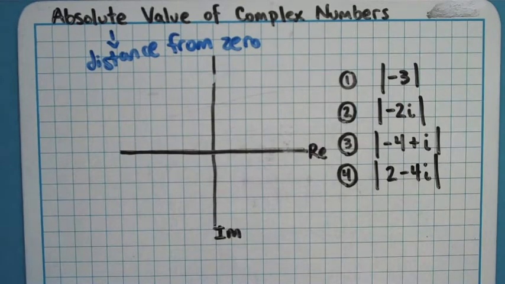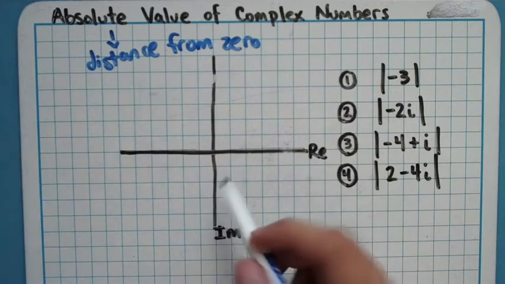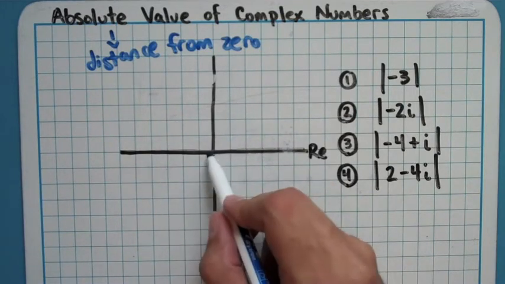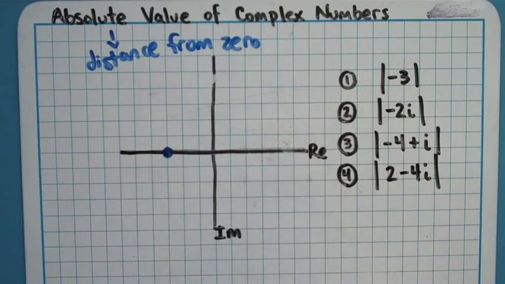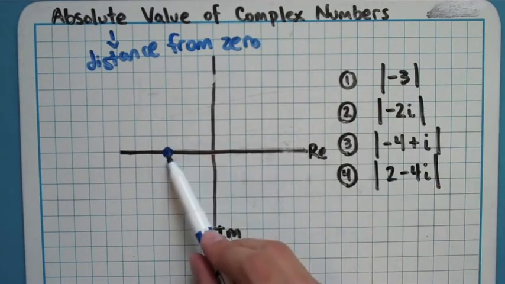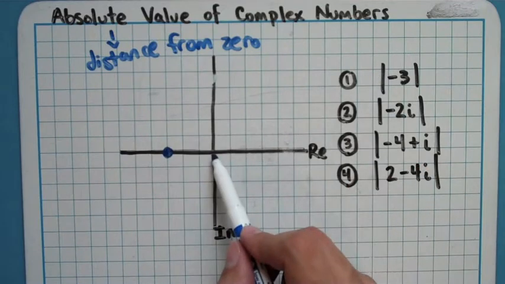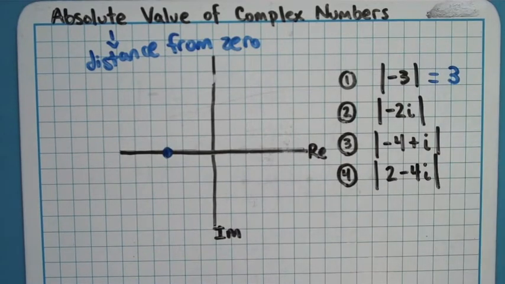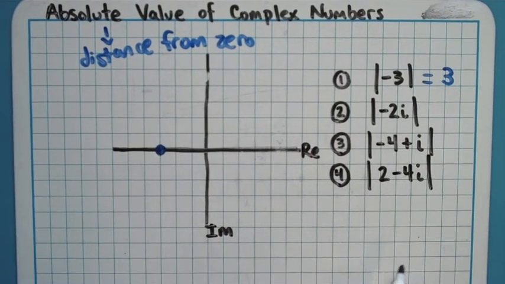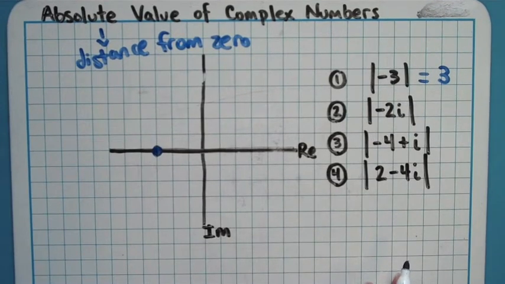So let's say my first one right here is the absolute value of -3. That's a real number that I'm taking the absolute value of, so you guys better know the answer to that. But I'm going to go ahead and use my complex plane right here and plot it. -1, -2, -3, it's going to be right here. A number's distance from zero, how far is this blue dot, number 1, away from zero? Well, it's 1, 2, 3 away. So the absolute value of -3 is 3, which goes along with what we've learned earlier this year.